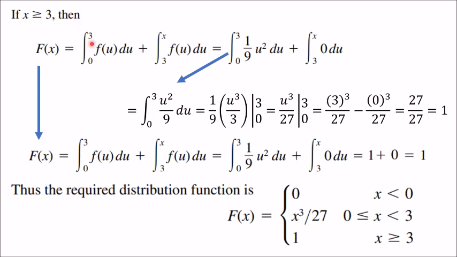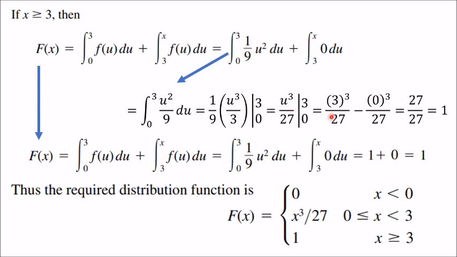For x greater than 3, this is what it becomes. F of x equals the integral from 0 to 3 of f of u du, plus the integral from 3 to x. Since F of x is cumulative, we still include the previous integral, plus the one from 3 to x, where x is greater than 3. We solved this one earlier, using 1 over 9 times u squared, so I am just repeating how to evaluate it. From 0 to 3, we evaluate the integral of u squared over 9 du. So this is the process.